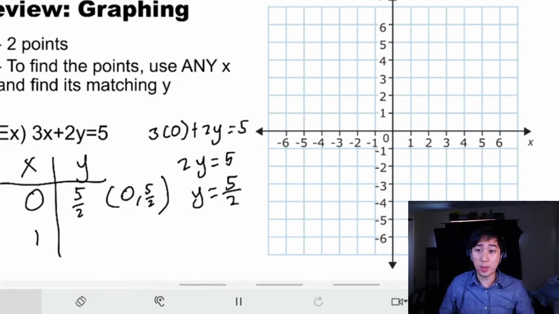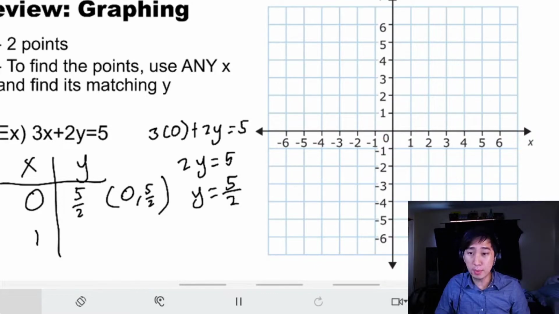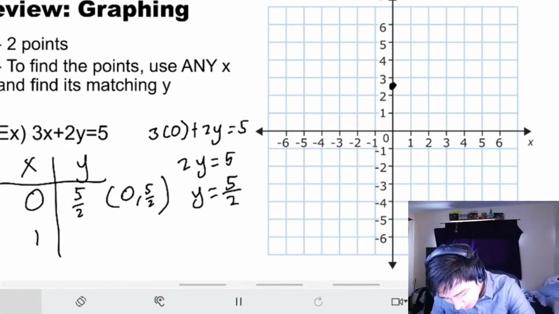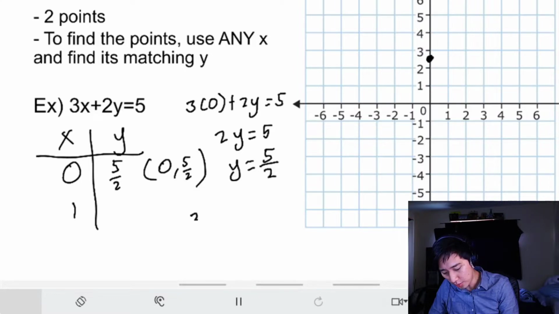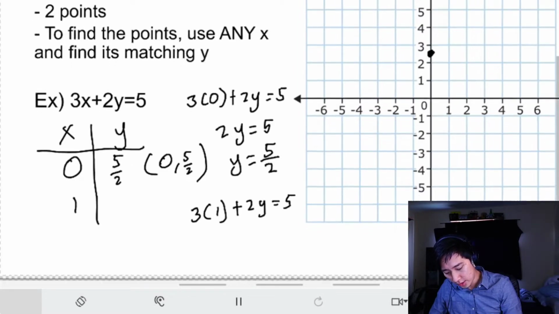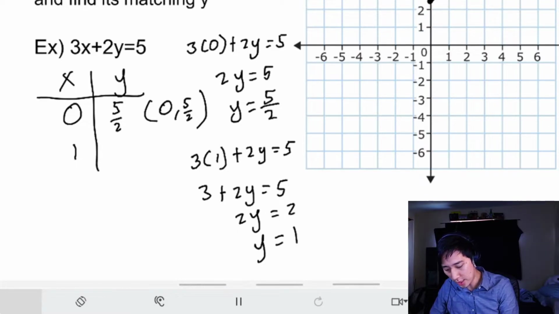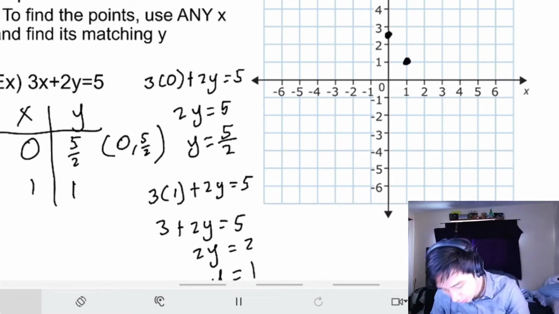Now again, my first number tells me how much left and right to move, so I'm stuck here at 0. And then our second number tells me how much up and down to move, and we said that's just between 2 and 3, so that's going to be right here. Now when we plug in 1, let's figure out what our next point is going to be. 3 times 1 plus 2y equals 5. So then we're going to have 3 plus 2y equals 5. So 2y equals 2 and y equals 1. That means when x is 1, y also happens to be 1. So that's going to be this point right over here.